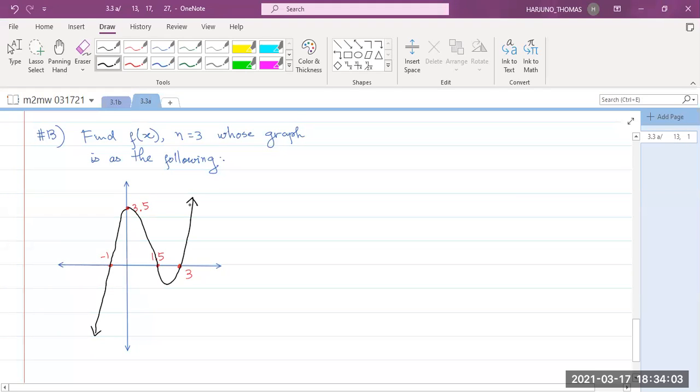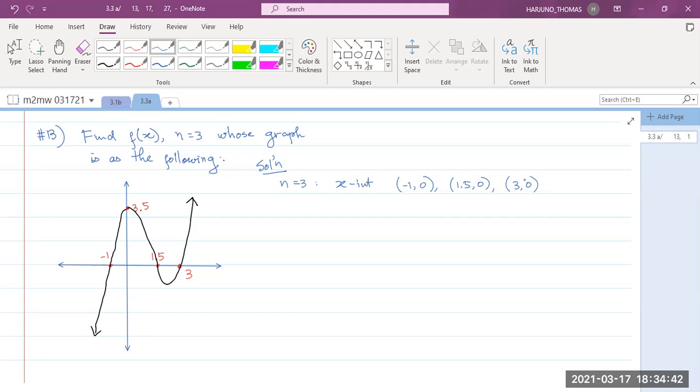So what we will do, we will reverse engineer that. We basically have all the information like the one we have in number 11 and number 9. For example, we have degree of 3. The x-intercepts are (-1, 0), (1.5, 0), (3, 0). Thomas says we have x-intercepts only, but we don't know the multiplicity of each. You're right, we don't know the multiplicity of each.